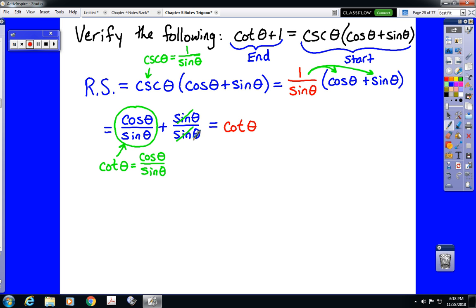Now remember that if everything cancels, that doesn't make the term disappear. That makes it into a 1. So we have turned our original expression into cotangent plus 1, which is the left side of the equation. So we say equals left side, and that is how we complete the verification. We have shown in a linear fashion that the right side of the expression, through the use of proper valid algebra, is equal to the left side of the equation. That verifies that trig identity. Let's do another one.